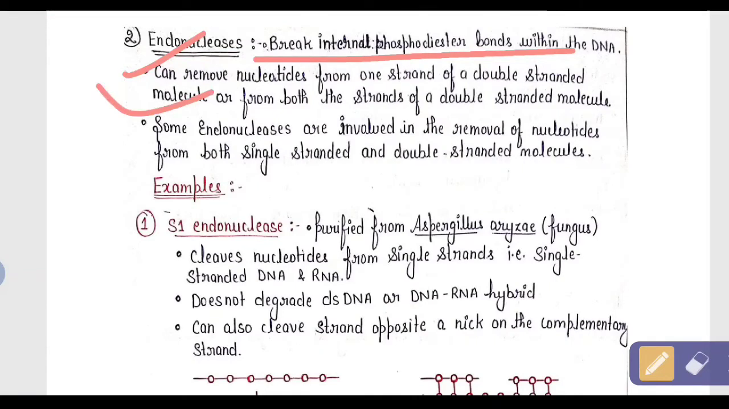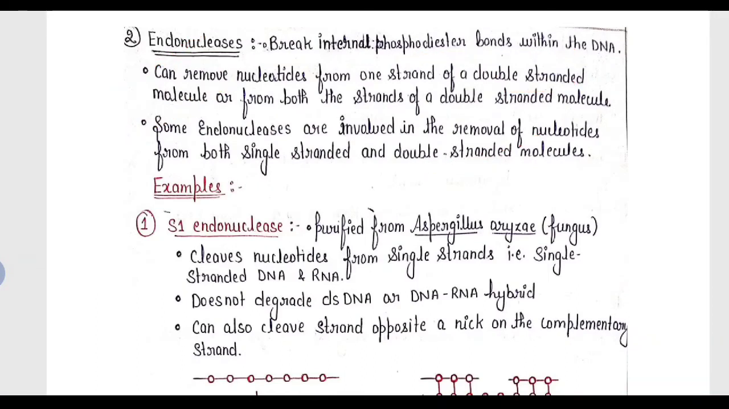Okay, it can remove the nucleotides from one strand of a double-stranded molecule or from both the strands of the double-stranded molecule, like we have read about in the exonucleases. Moreover, it can also act on the single-stranded nucleic acid or on the double-stranded nucleic acid. So it is going to act on both the types.